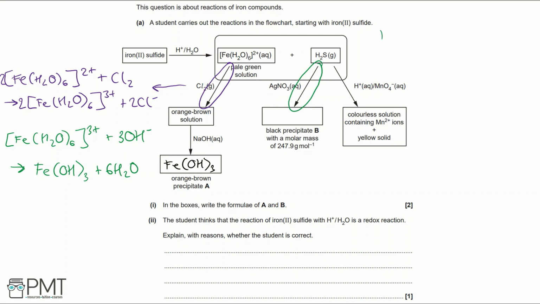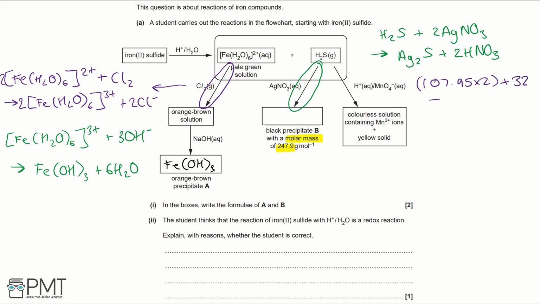this reaction, and that is H2S plus 2AgNO3, and that produces Ag2S plus 2HNO3. And we can check using the information in the question that the molar mass of the precipitate B is 247.9 grams per mole. So that would be 107.95 times 2, that's the relative formula mass of silver times 2, plus 32, which is the relative formula mass of sulfur, and that equals 247.9 grams per mole. So we can then confirm that this is the correct formula for the precipitate and write it in the answer box.